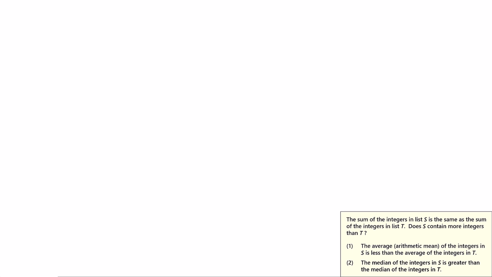Here's a tricky problem about averages. It starts by telling us that the sum of the integers in list S is the same as the sum of the integers in list T. So let's write G for given, sum S equals sum T. Then it asks, does S contain more integers than T? So we should write question, does S have more integers than T?